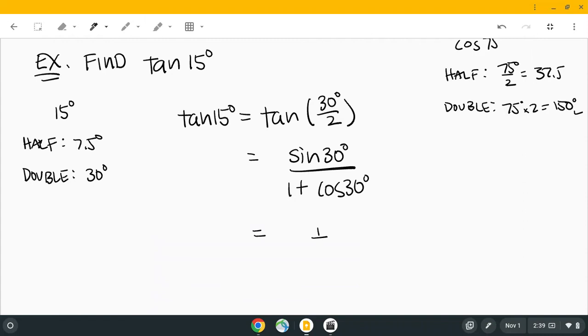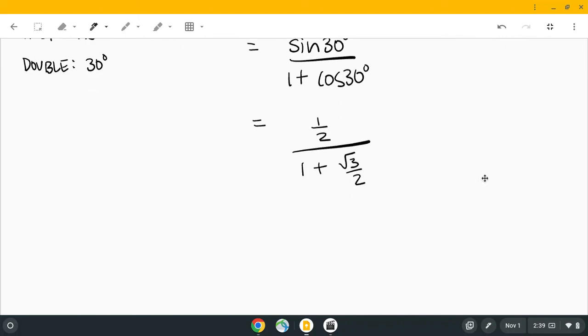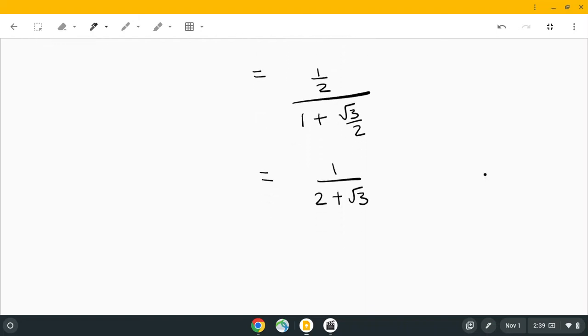Sine of 30 is 1/2. 1 plus cosine 30 is 1 plus square root 3 over 2. I'm going to multiply everything by 2 to get rid of these little fractions within this bigger fraction. Multiplying everything by 2, I get 1 there because they cancel. I get 2 here because 1 times 2 is 2. And here they cancel, so I get square root 3.